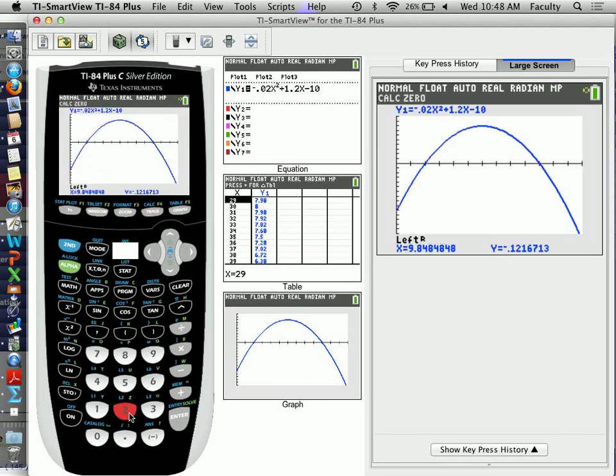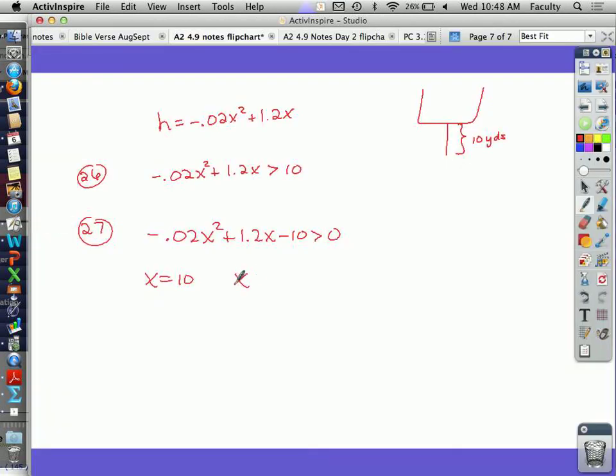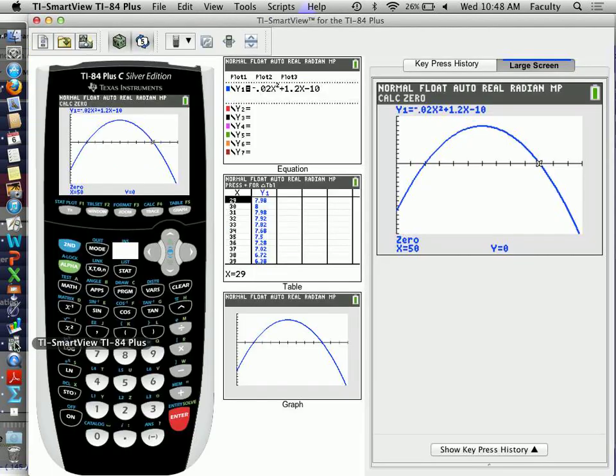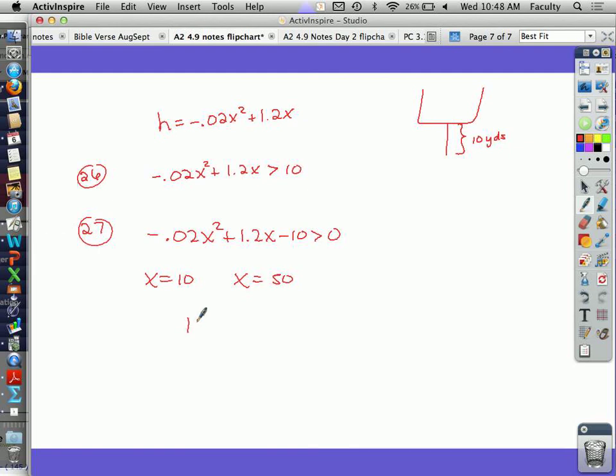And then let's go get the one on the right side. Second trace, number 2 says 0. And then it's 50. Now, we're looking for greater than 0. So on the graph, do you understand that the graph is above, or positive, or greater than 0 between the 10 and the 50? So my solution is right here. This is doing it graphically, okay?